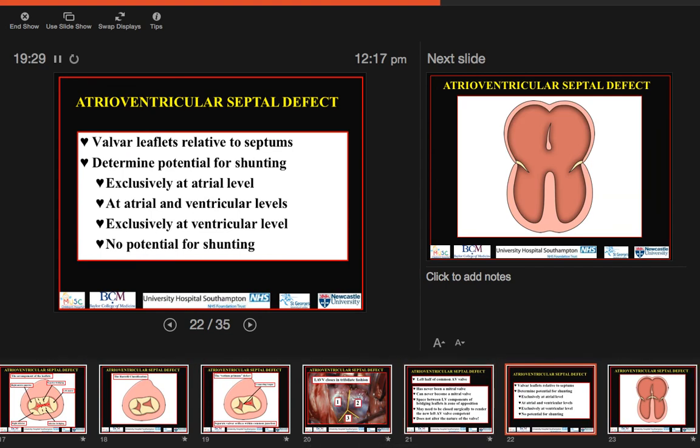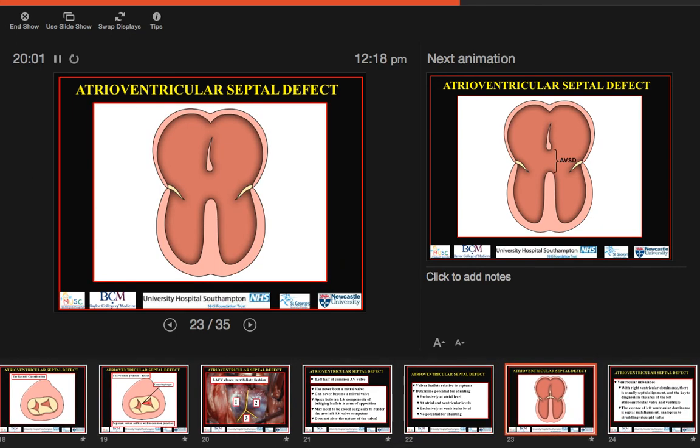So let's move on and look at the relationship between the leaflets and the septum, because that determines the potential for shunting. And I'm going to draw your attention to the fact that on occasion, there may be no potential for shunting. And it's a privilege for me to say that today I'm going to be able to show you such a heart. I've never been able to say that before. I've seen such hearts before, but I've never had them at my fingertips to be able to show the audience.